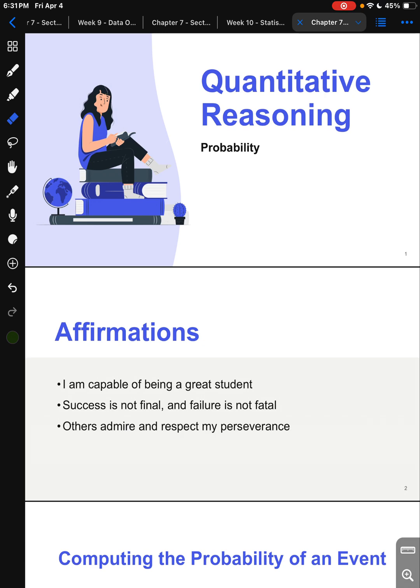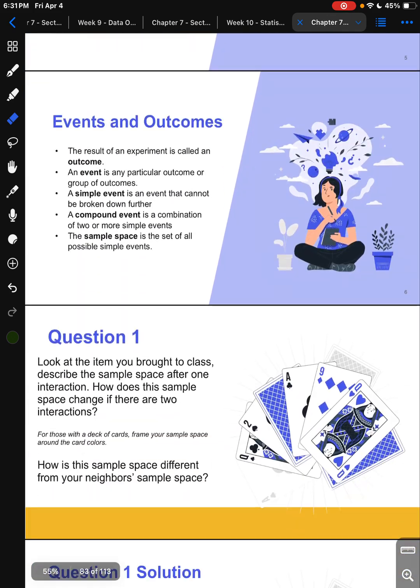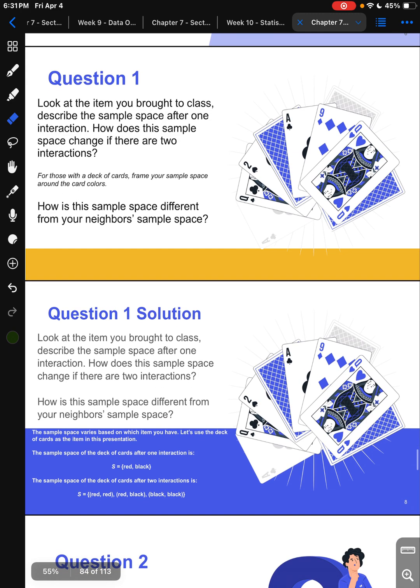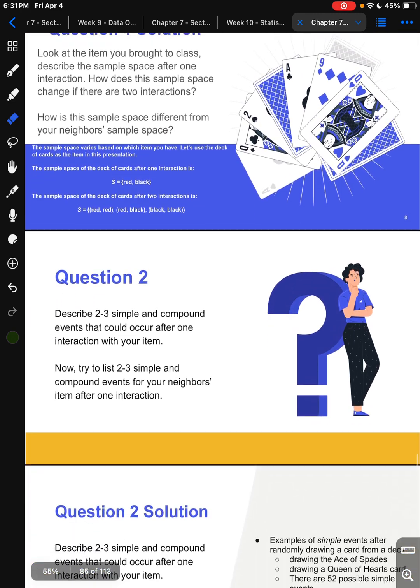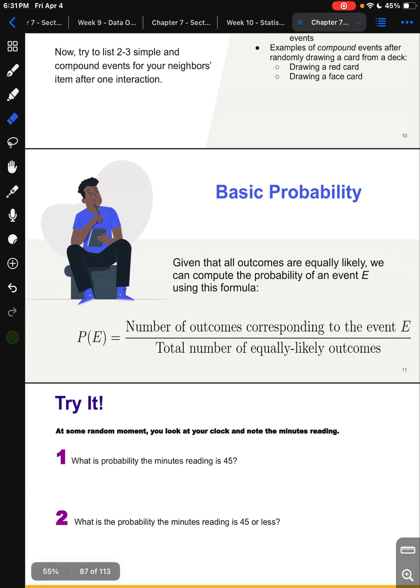This time we're going to talk a little bit about probability. Okay, so here we go. Basic probability.